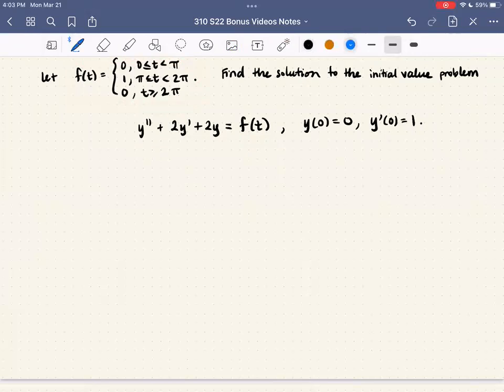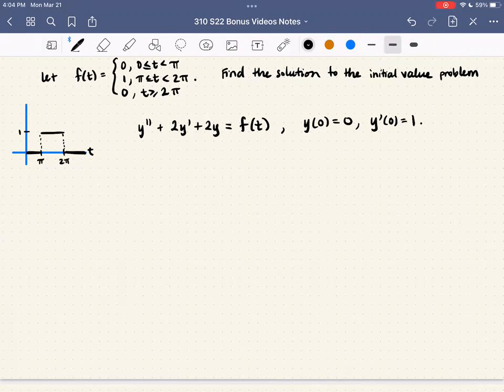Let's sketch f of t really quick here. This is t. It's 0 when t is between 0 and pi. When we get to pi, f of t jumps up to the value 1 between pi and 2 pi, and then is 0 afterwards. So it's this step function, some combination of Heaviside functions.